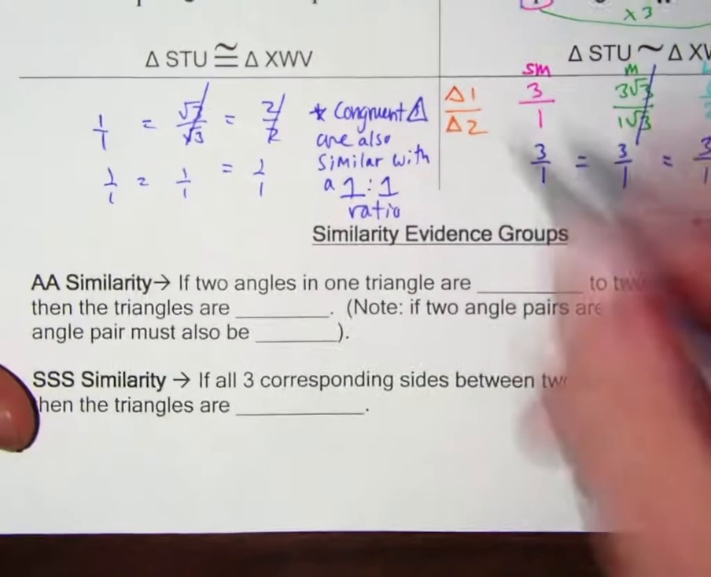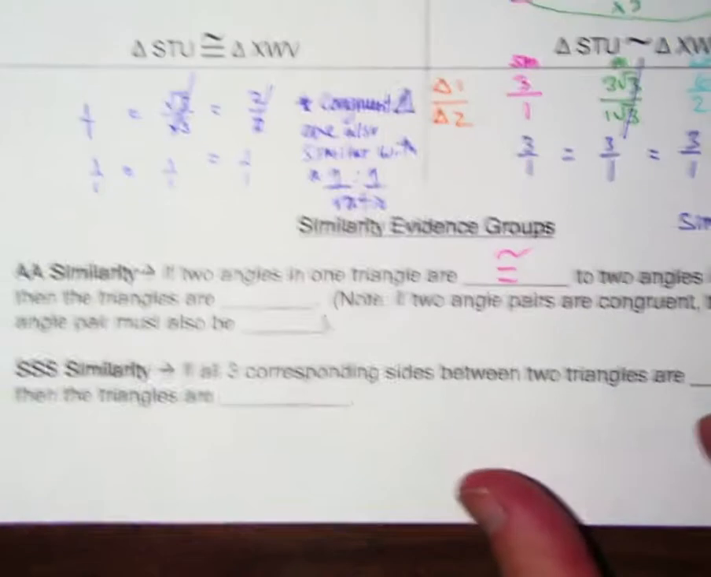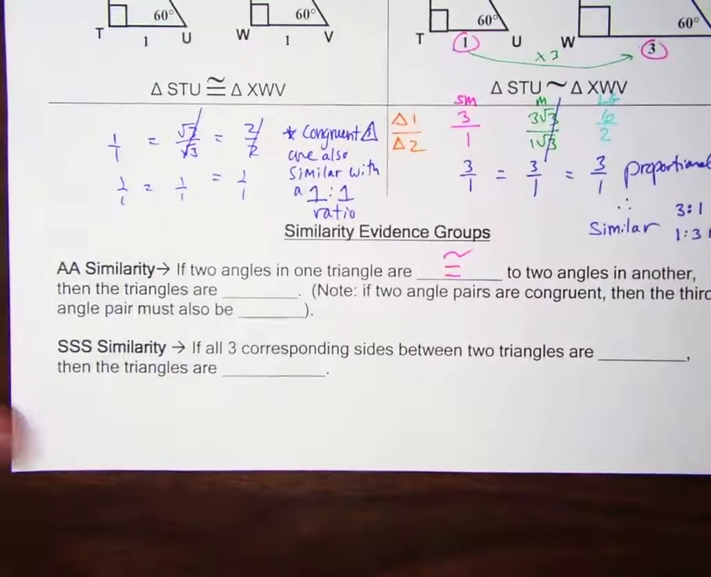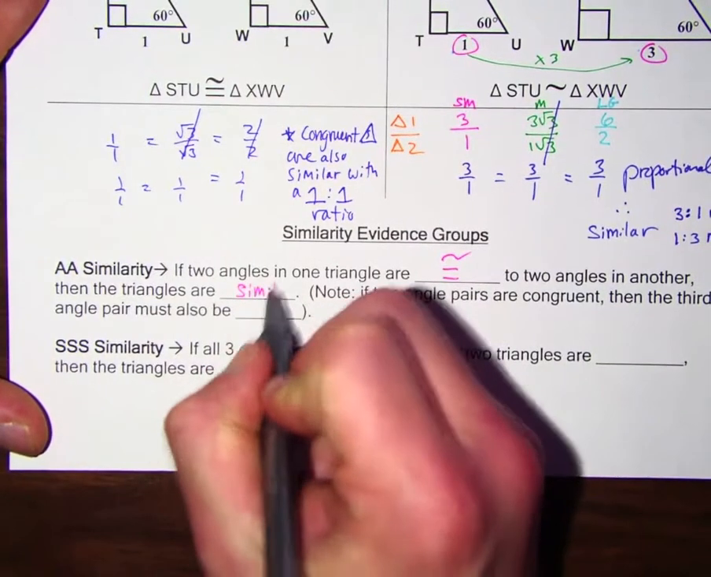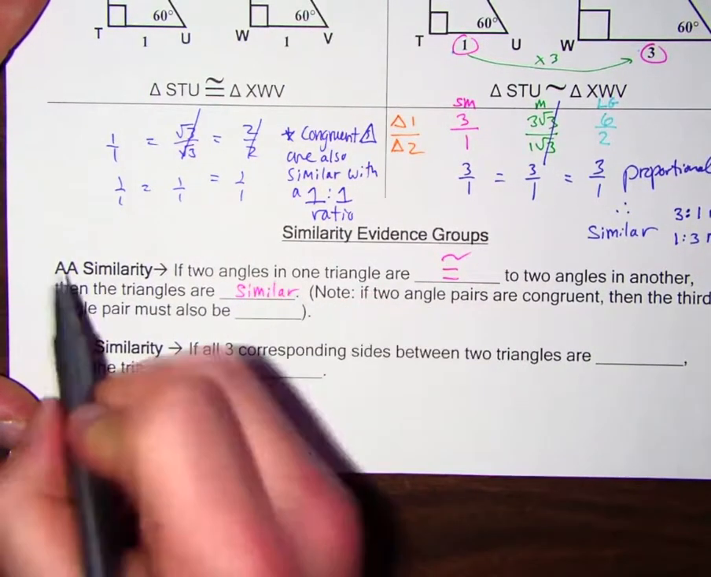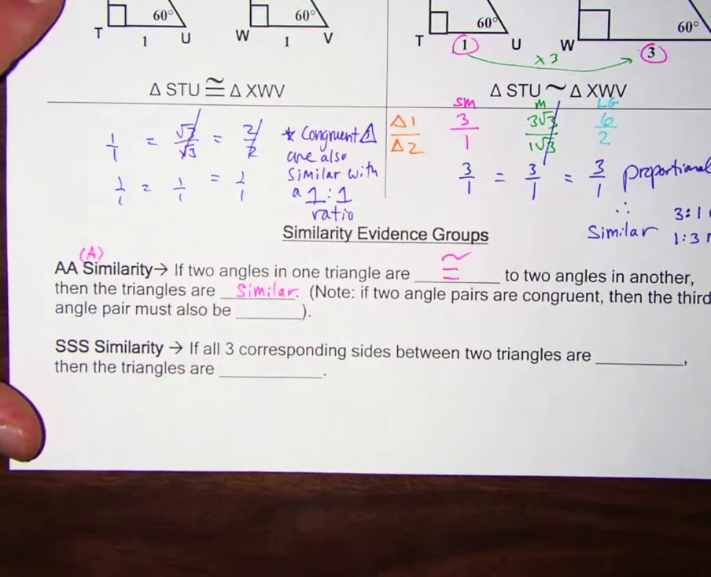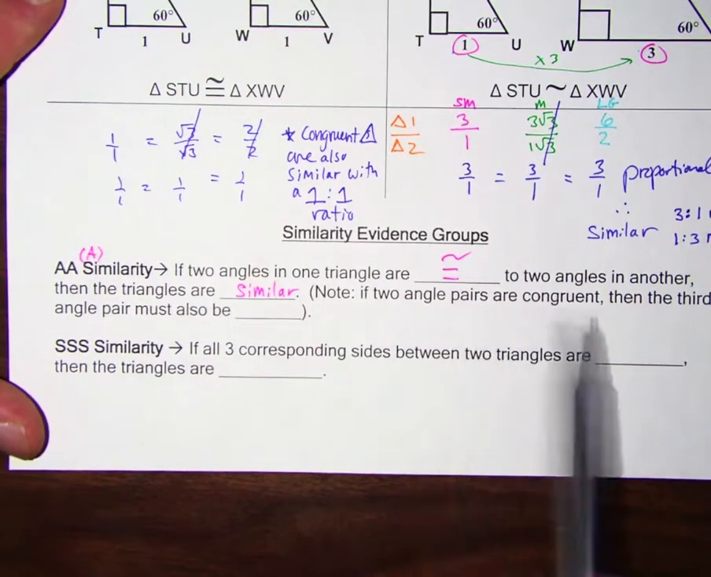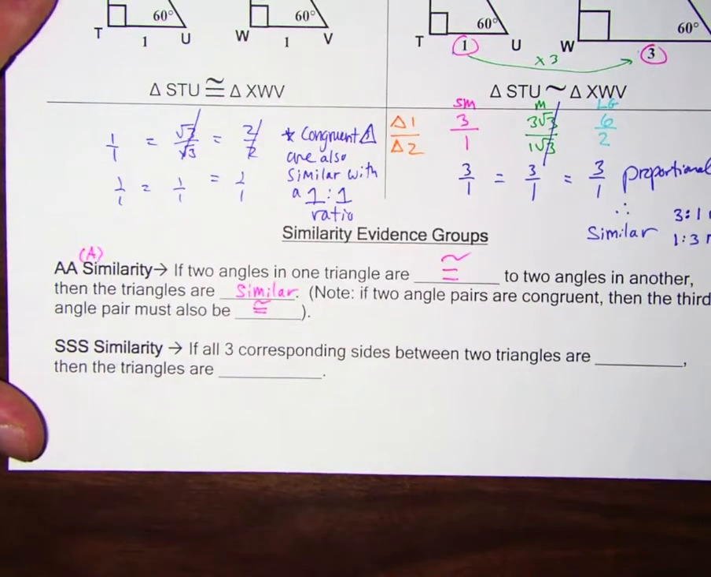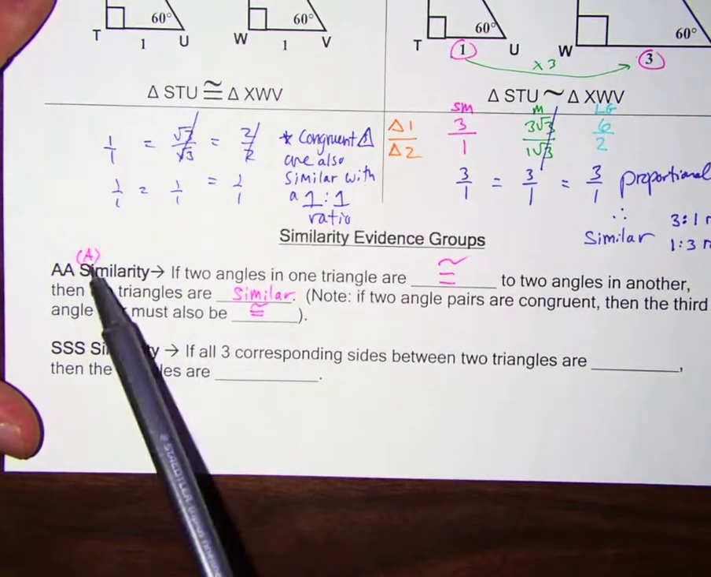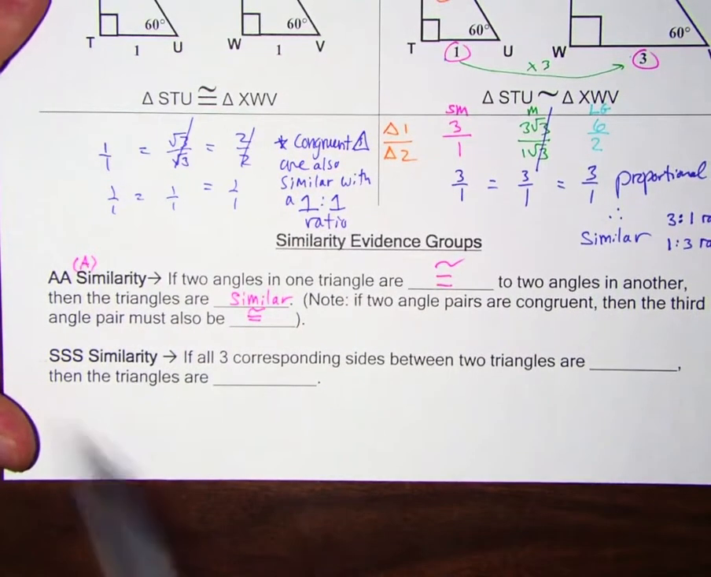If you have two angles in one triangle congruent to two angles in another, then the triangles are going to be similar. And why only two? Because if you have two angles, can't you always find the third by the third angle theorem? Yes. So if two angle pairs are congruent, then the third angle pair must also be congruent. So you can think of AA as AAA. You've got three angles in common and congruent, so you're going to have similar triangles. One's just probably blown up or shrunk.